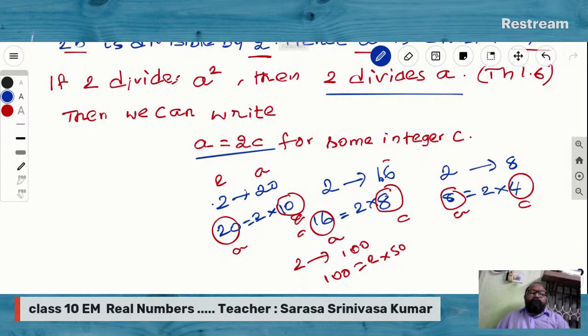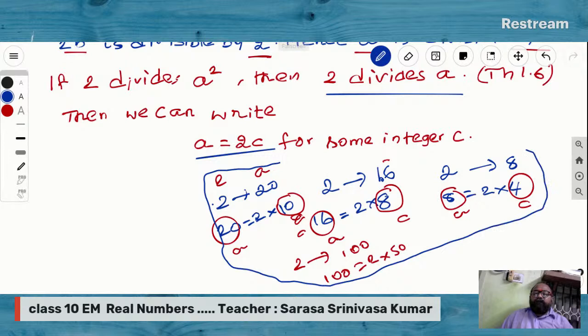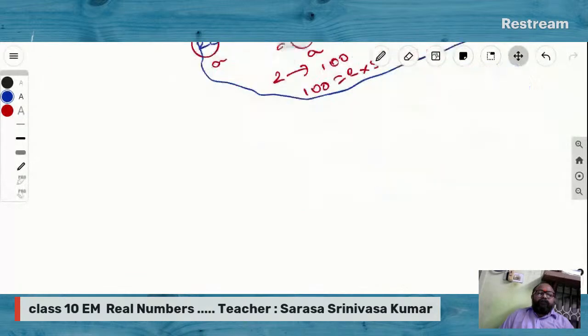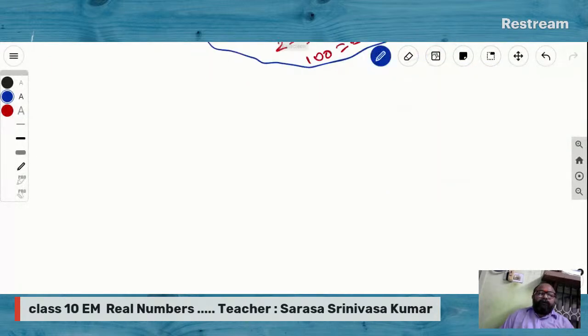This is a very important concept. You need not try to learn this by heart. You must try to understand the concept by these examples. So I keep all these examples in a box. You need not write them in the proof. These are only examples to understand this concept. So A equal to 2C. Now we got A equal to 2C.